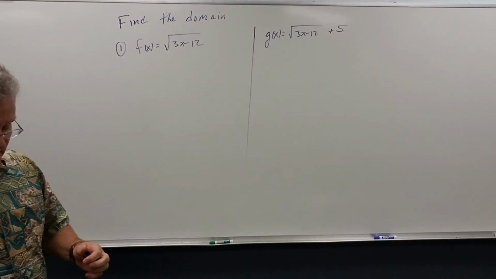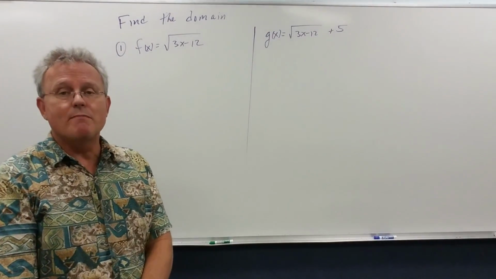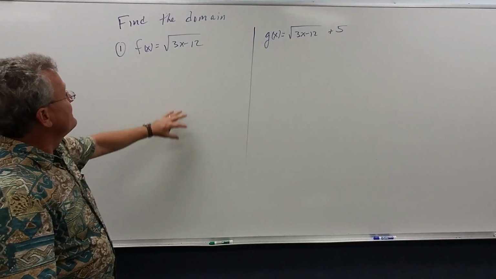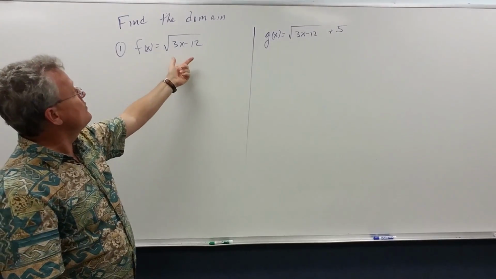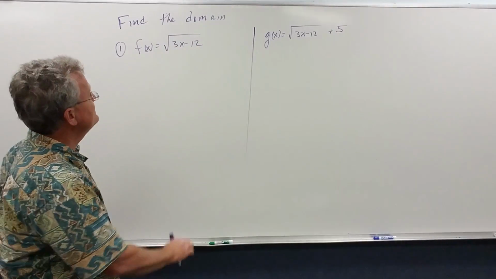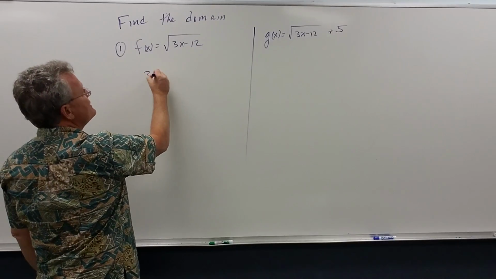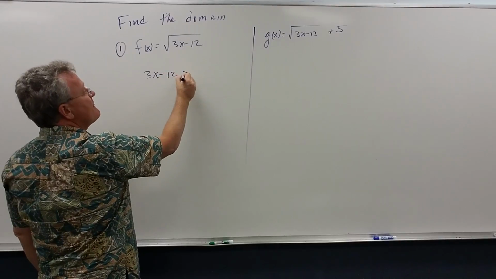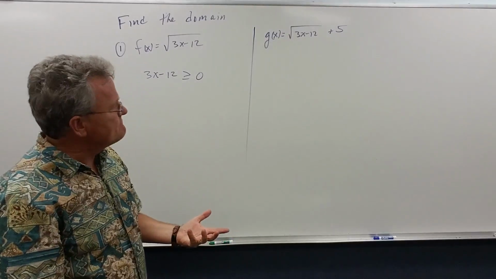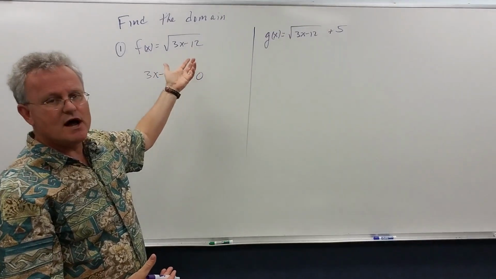Okay, so now we're going to be talking about finding the domain of a given square root function. Well, we know to find the domain, what we need to do is set what is under the radical, the radicand, in this case 3x minus 12, greater than or equal to 0. Now, before I move on, let me explain why.